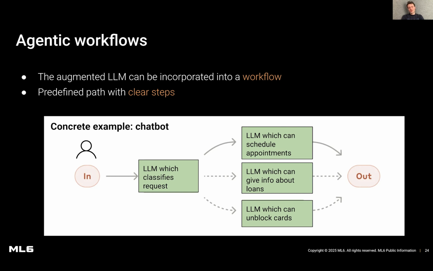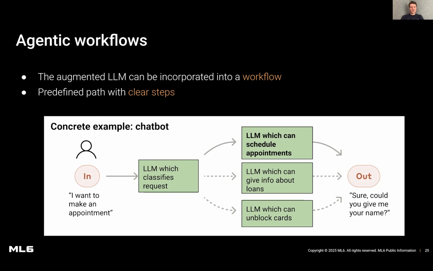Then we have a second LLM which can give you information about loans. So this could actually be an LLM that has access, for example, to a retrieval database. So it could be like a RAG type of LLM, which is augmented with a retrieval database to find information about loans from the bank. And then a third LLM could be an unblocking LLM which can help people unblock cards. So again, you could augment this type of LLM with certain APIs so that it can help people unblock cards.